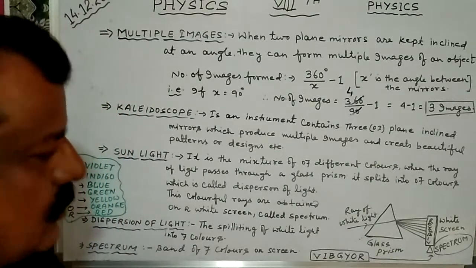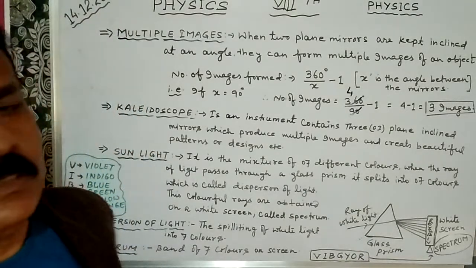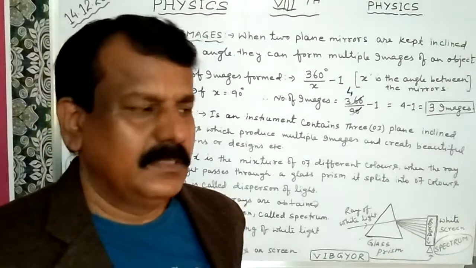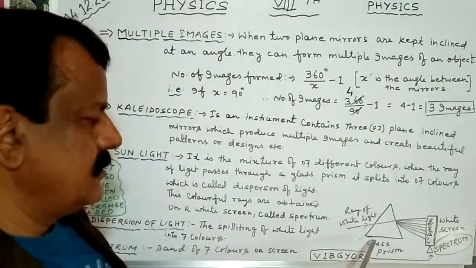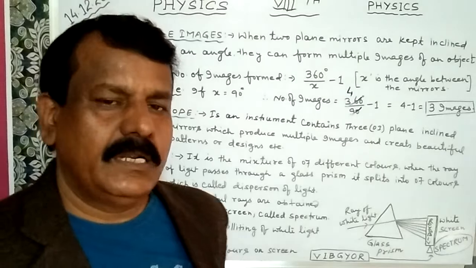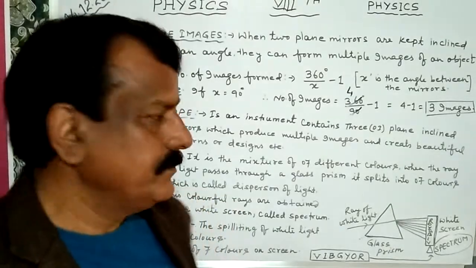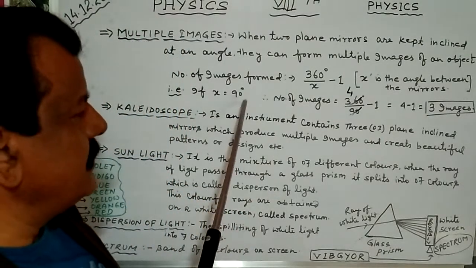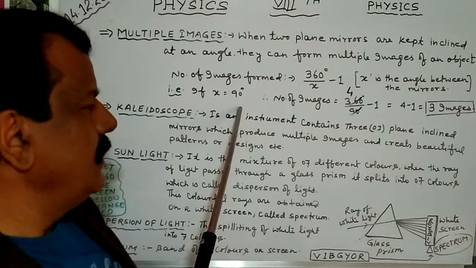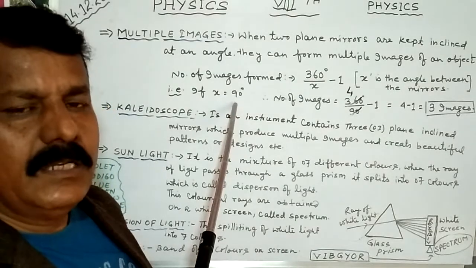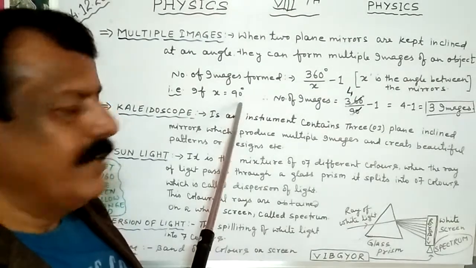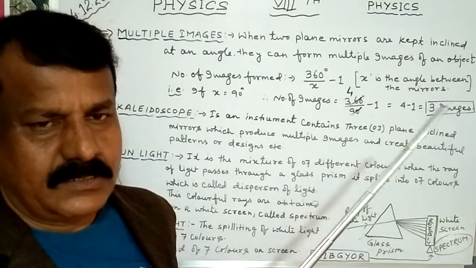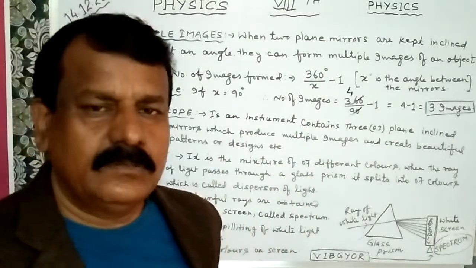So just go through this experiment. It was proved by Newton, a famous scientist, who discovered that the ray of white light is the mixture of 7 colors. So just go through this, and here you will change the angle. You will take different angles, 30 degree, 60 degree, 180 degree, and you will try to find out the number of images. Okay, this much only today.